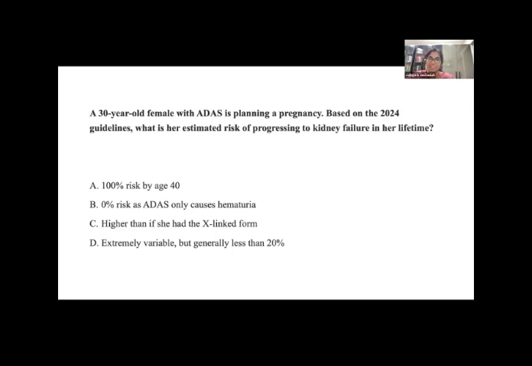A kidney biopsy cannot distinguish between X-linked Alport and autosomal recessive Alport. Kidney biopsy can also be misleading. Some of the biopsies may be showing FSGS or something like that, especially in autosomal dominant variants.